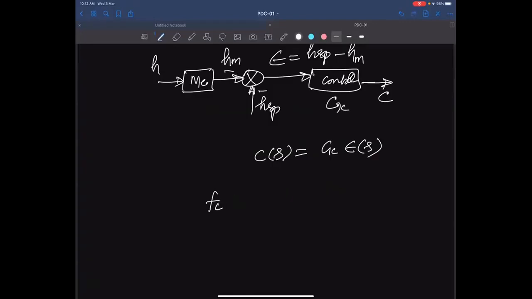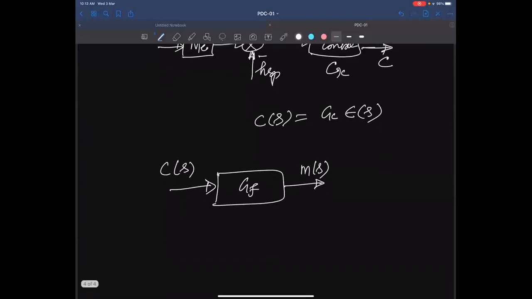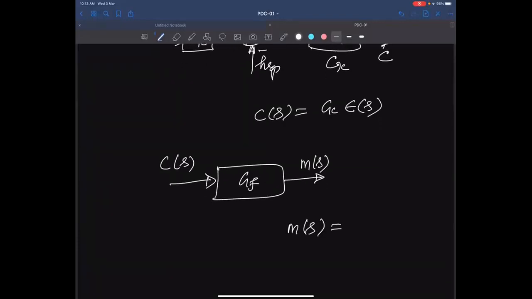Let me draw the block diagram. We have the controller output, which is C of S, entering the final control element GF, coming out as the manipulated variable, which is FI. In a generic sense, we write it as the manipulated variable. This MS refers to the manipulated variable. So MS is equal to simply GF into C of S.